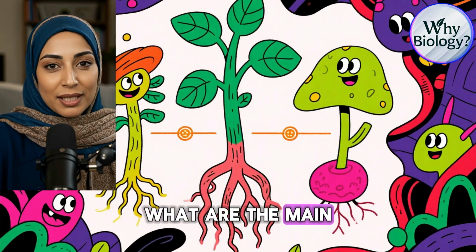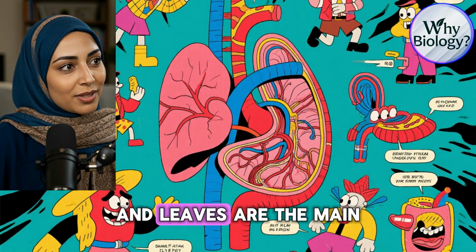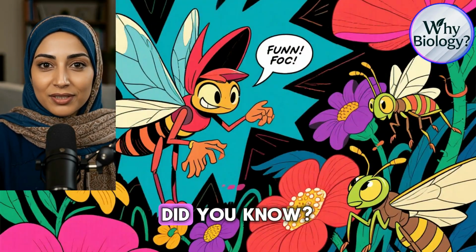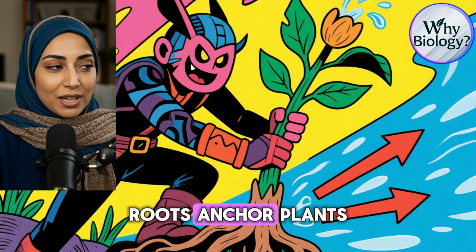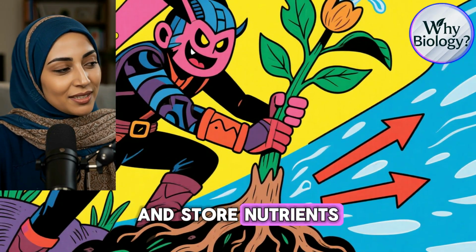Question 405. Did you know? What are the main plant organs? Roots, stems, and leaves are the main vegetative organs. Question 406. Did you know? What is the function of roots? Roots anchor plants, absorb water and minerals, and store nutrients.